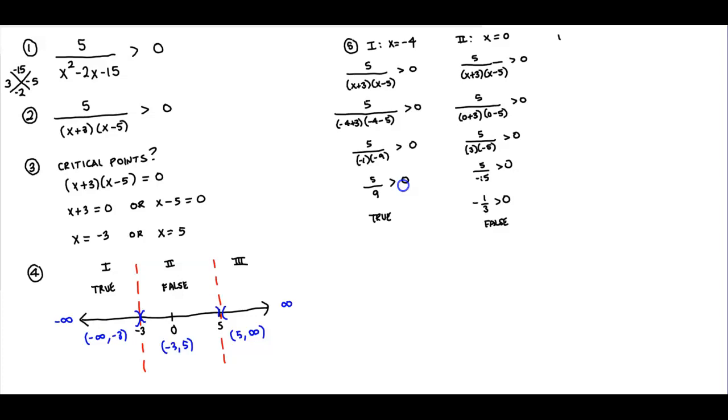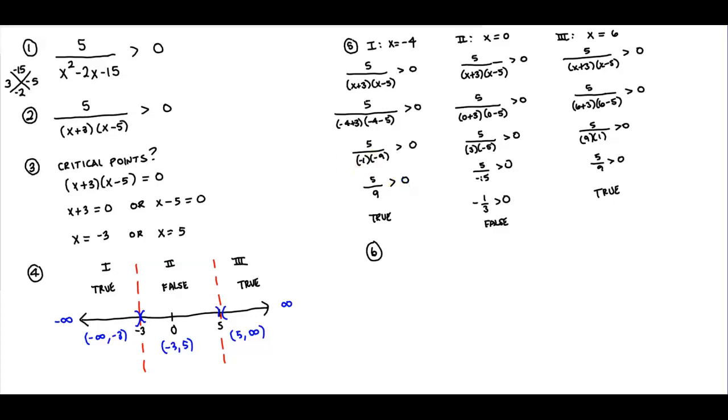Okay, now if we go to region number 3, we're going to pick a value after 5, we can say 6. Again, we have the inequality 5 over x plus 3 times x minus 5, to see if it's greater than 0. So we have 5 over 6 plus 3 times 6 minus 5. That becomes 5 over 9 times 1, which gives us positive 5/9, which is greater than 0, so we know it's true for region number 3.